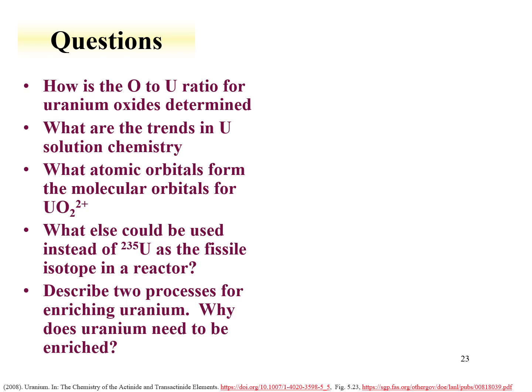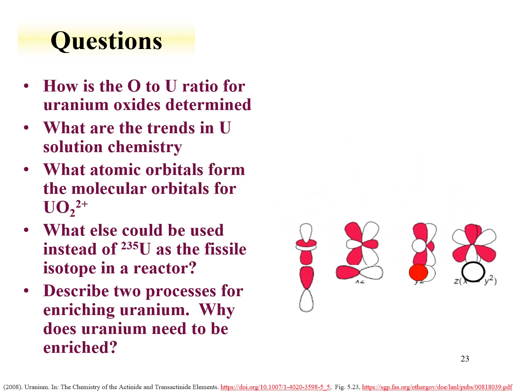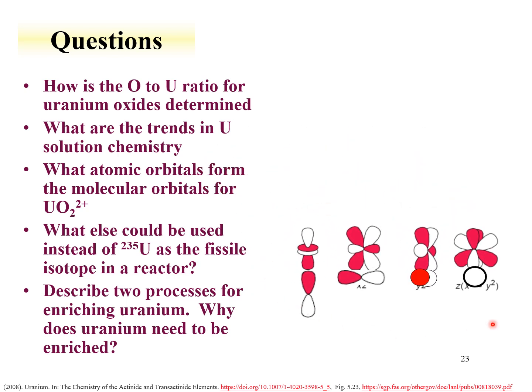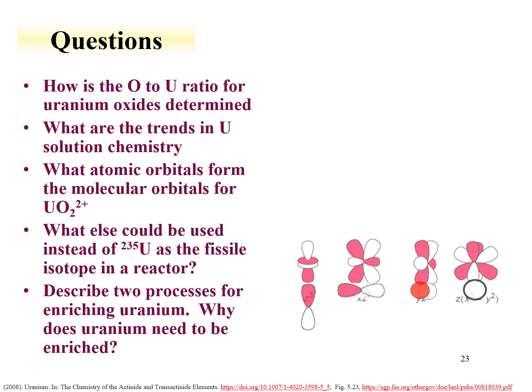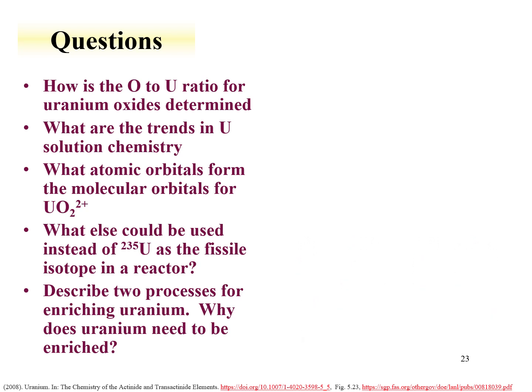What are the atomic orbitals that are used to form molecular orbitals for UO2? And those are shown here. These are just the f electron orbitals that have overlap with the pz, the oxygen p orbitals, and the oxygen s orbitals. What else can be used instead of U-235 as a fissile isotope in a reactor? Well, the other uranium isotope one could use would be uranium-233.